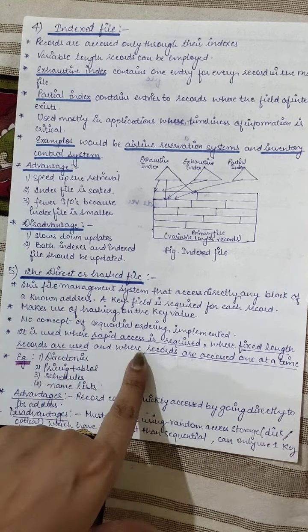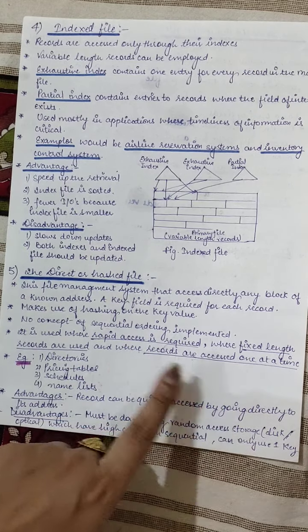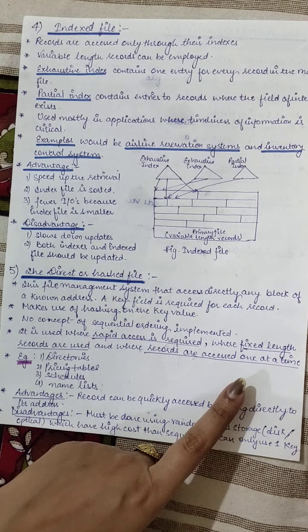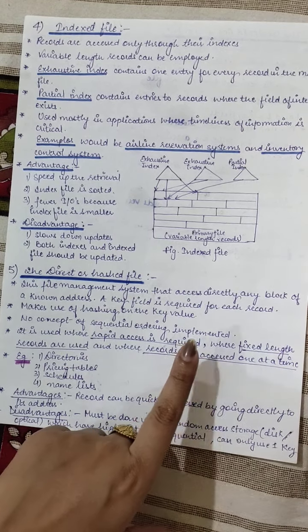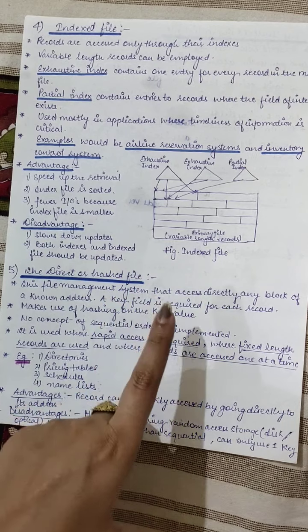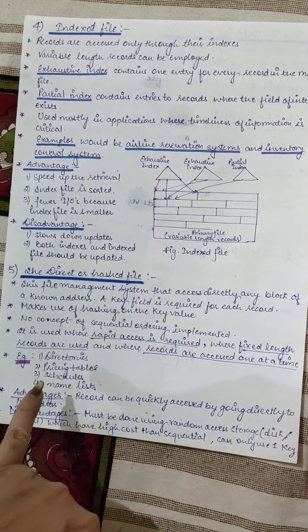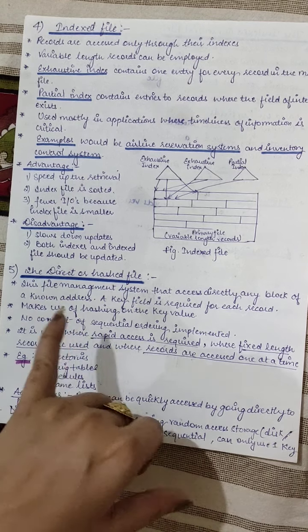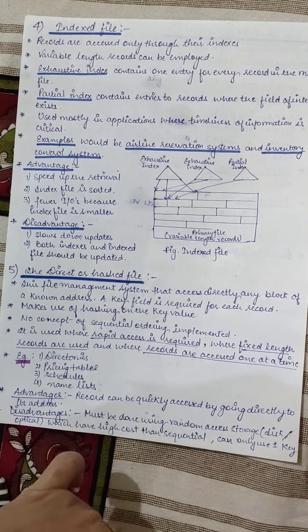It is used where rapid access is required, where fixed length records are used, and where records are accessed one at a time. So you just give the address and उस particular address से linked record जो है वो will be accessed. Example है directories में pricing tables, schedules, name list. यहाँ पर हम direct या hashed file organization का use करते हैं.